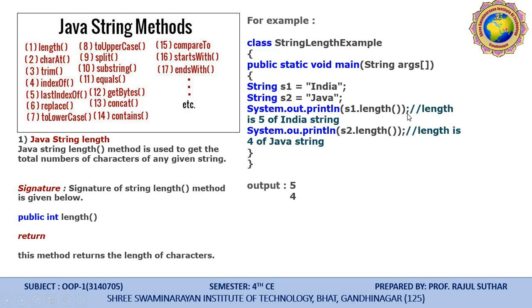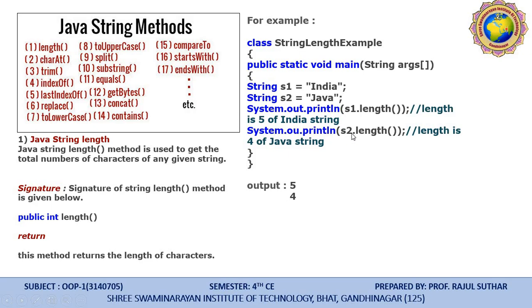System.out.println(s1.length()). This function returns the length of the first string. s1.length means the first string is India. The length of India will be written. So the length is 5. Here we count the characters of India: 1, 2, 3, 4 and 5. So it returns 5.